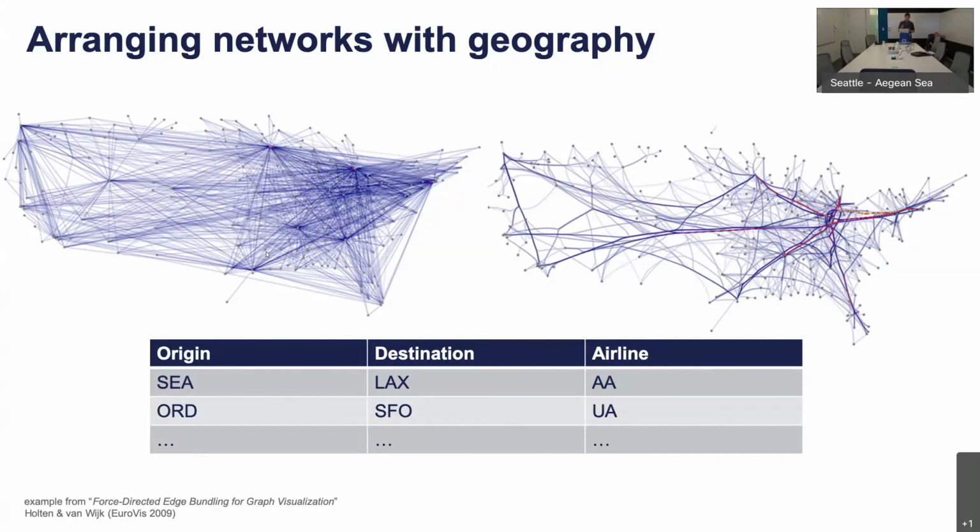Doing this, link bundling makes it a lot easier to see the structure of the network and to follow some of these consolidated connections between busy parts of the network, which you see here in the northeast of the US, and connections down to hubs like the Los Angeles area.